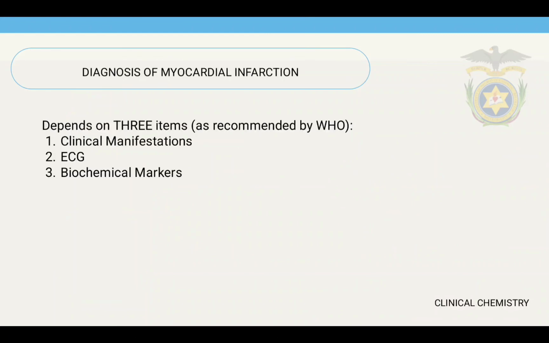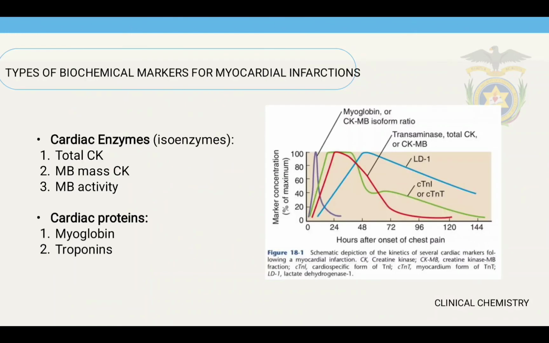In order to diagnose myocardial infarction, three items need to be classified as per the recommendation of your WHO. You need the clinical manifestations, the electrocardiogram or your ECG, and most importantly, what we're going to be discussing today, the biochemical markers. So first, let's describe the types of biochemical markers for myocardial infarctions. There are two main types we're going to be discussing today, the cardiac enzymes as well as the cardiac proteins.